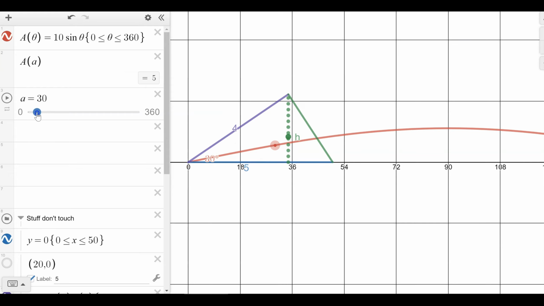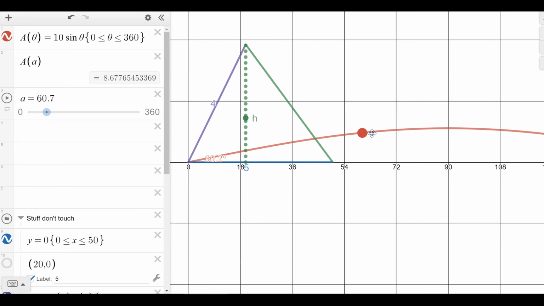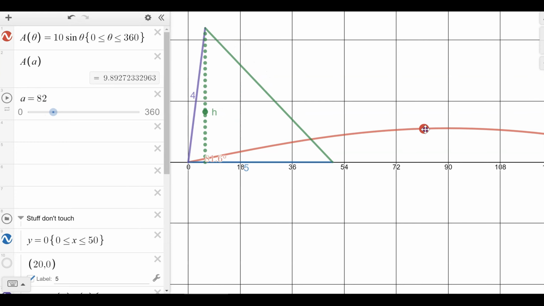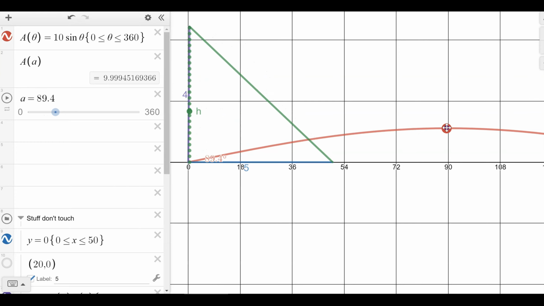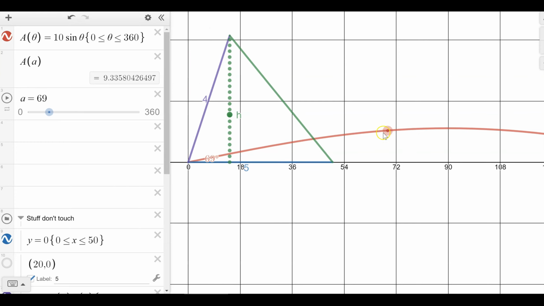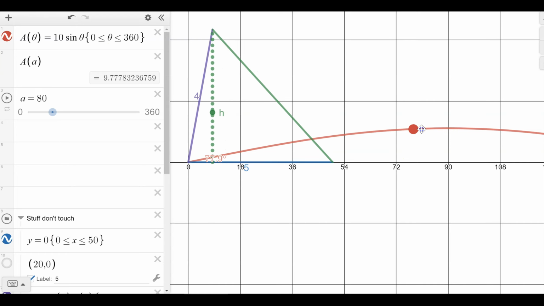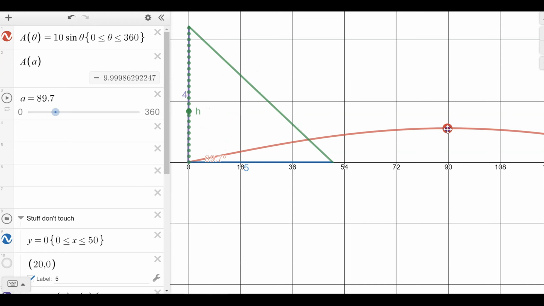If our angle is 0, we don't have a triangle. And then once we have an angle, you can see our angle moving here. We can actually grab it here and move it. And as we move to the highest point on the sine graph, this is our area. This red line is the area function. So we get to here at 90 degrees. 90 degrees is our highest point. And we already knew that that was our pi over 2, or 90 degrees is the highest it goes.